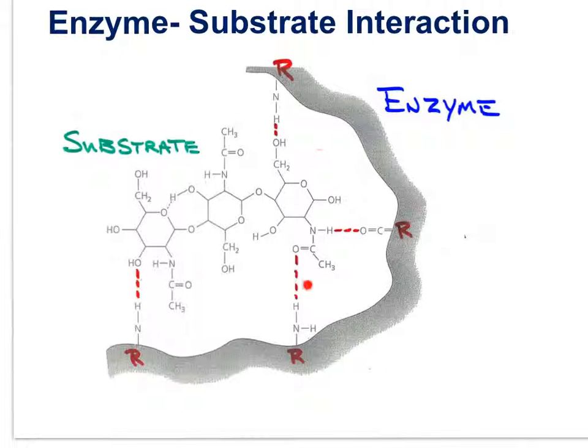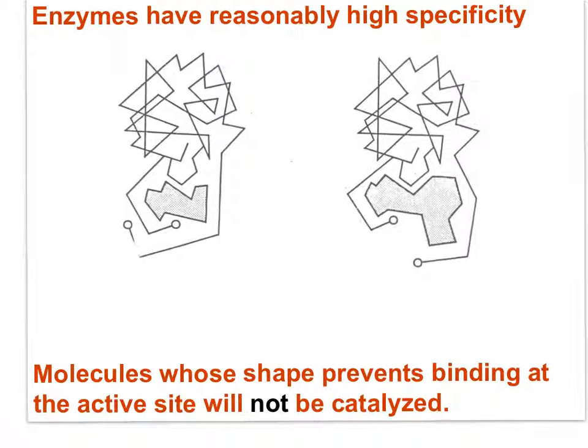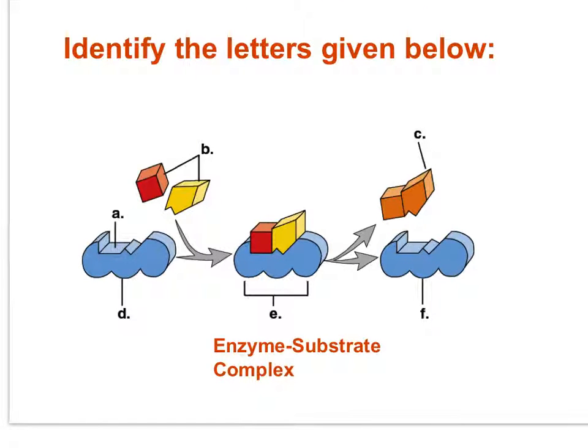Now, the substrate joins the enzyme through the random collision of the substrate with the active site. The shape of the active site and the precise positioning of the R groups provides for the enzyme substrate specificity. Enzyme substrate specificity is important to the proper functioning of the enzyme to accelerate the reaction. Molecules whose shape prevents proper binding at the active site, as you can see here and here, will not be catalyzed. Here's a chance to review or practice what you know.